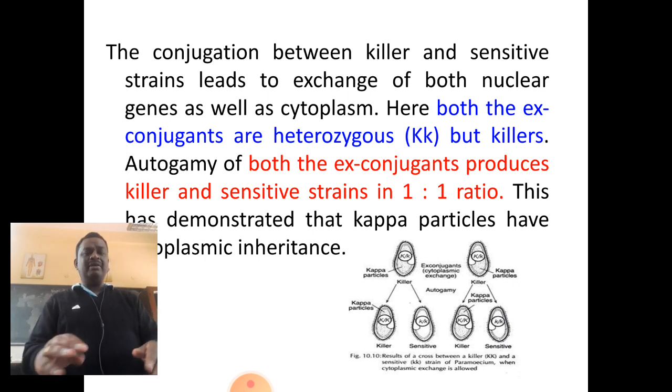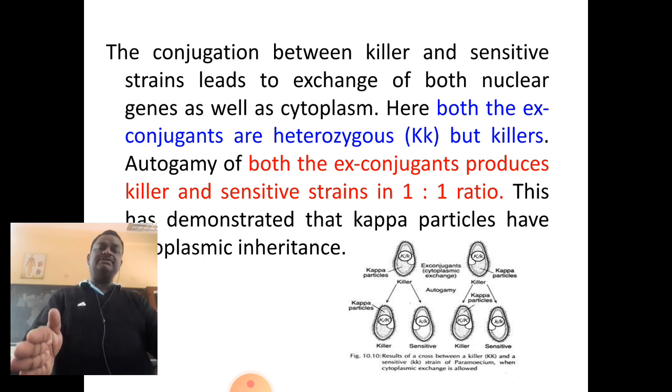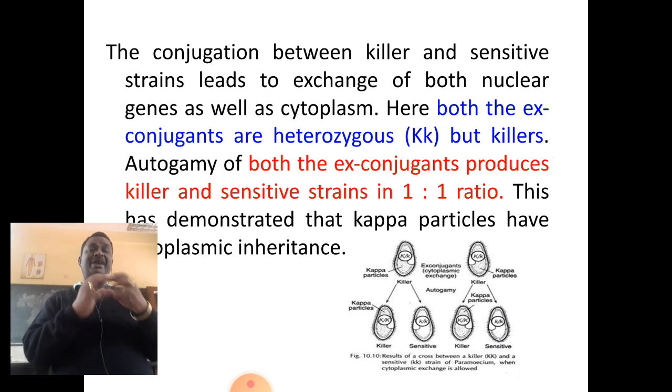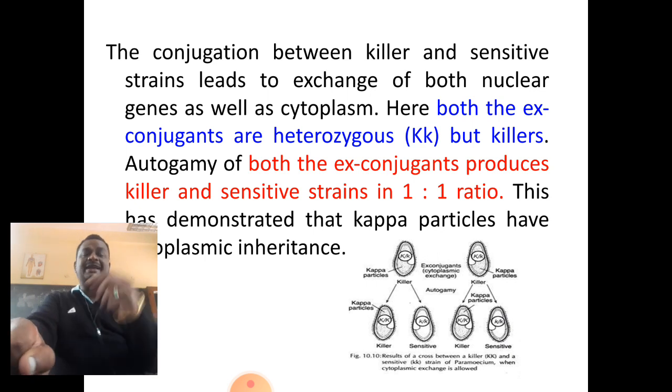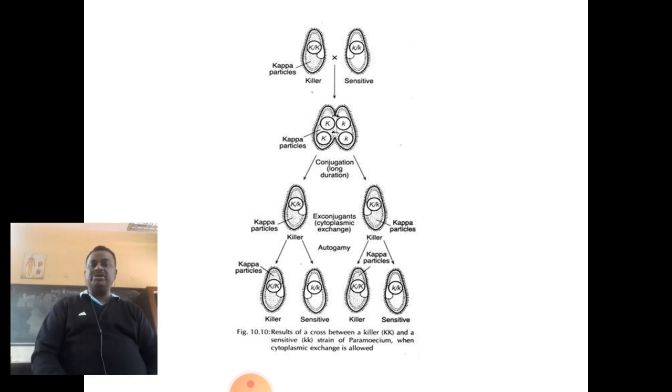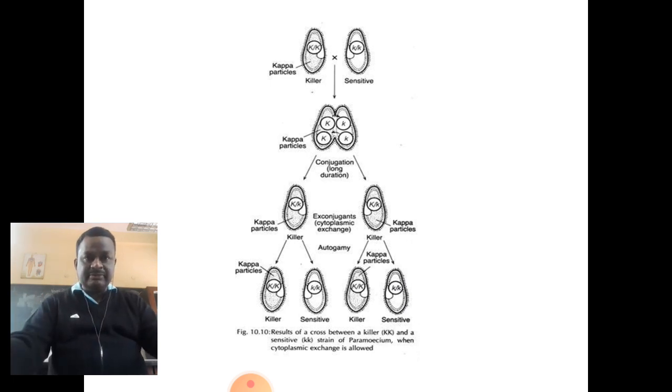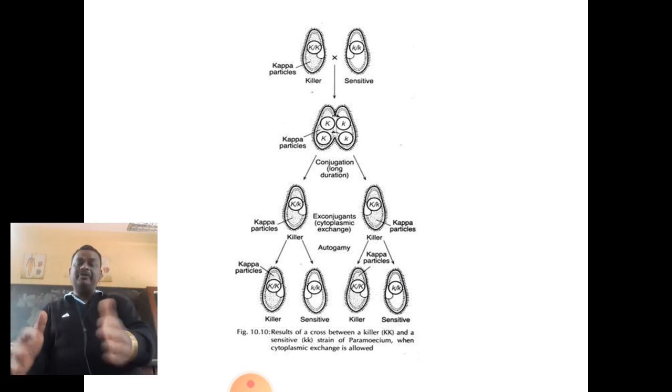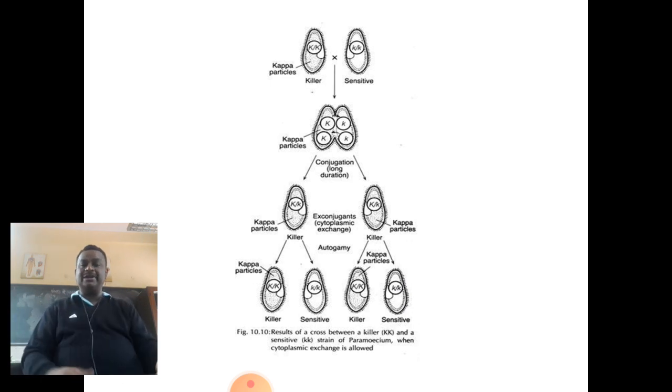So, overall, one killer and one sensitive strain in a 1:1 ratio is formed from the parent ex-conjugant Paramecium. This is the importance of the concept related to cytoplasmic inheritance of Kappa particles in Paramecium aurelia. This is the picture that depicts the conjugation process if it goes on for a longer time. You find that ultimately the two ex-conjugants will be killer strains, and each will form one killer and one sensitive strain as daughter cells.